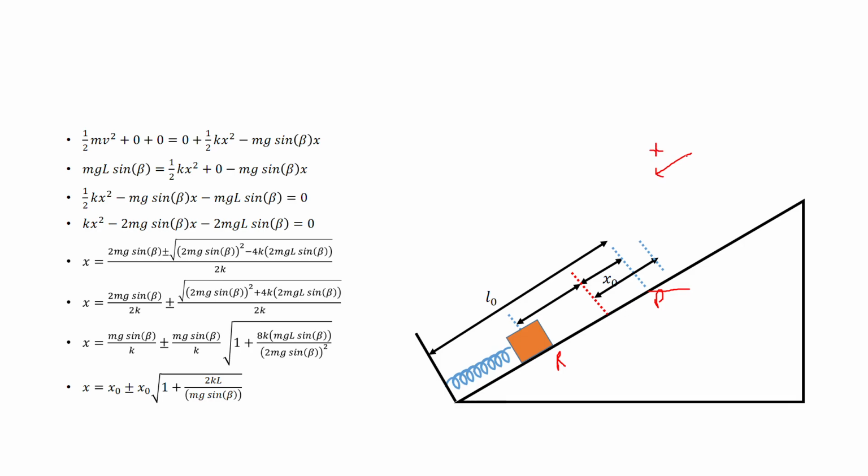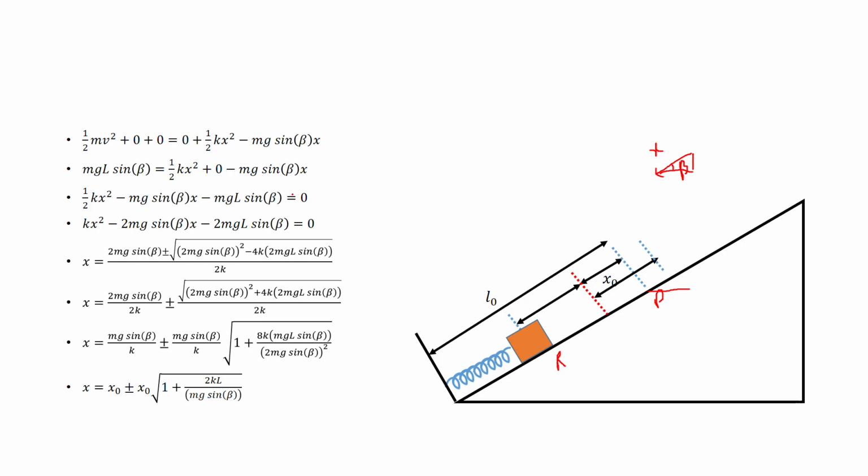drop in height will be x sine beta. This height will be, if this angle is beta, then drop in height will be x sine beta. So when we equate this equation, that is mgl sine beta equals half kx square plus 0 minus mg sine beta into x.